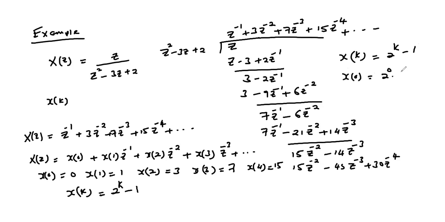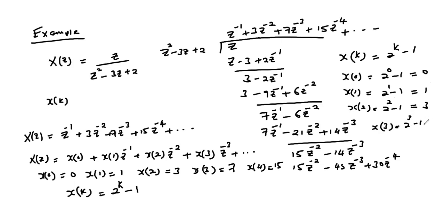such that when k is 0, this will be 2 power 0 minus 1, which is 0. When k is 1, we'll get 2 power 1 minus 1, which is 1. X of 2 will be 2 power 2 minus 1, which is 3. X of 3 will be 2 power 3 minus 1, which is 7, which are the corresponding values of x of 0, x of 1, x of 2, x of 3, and so on.